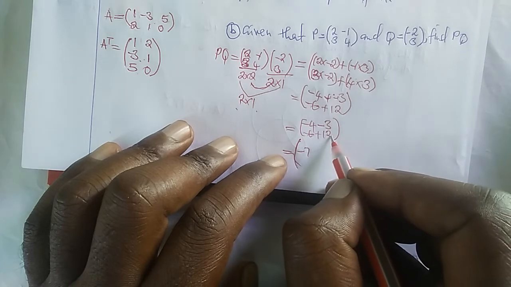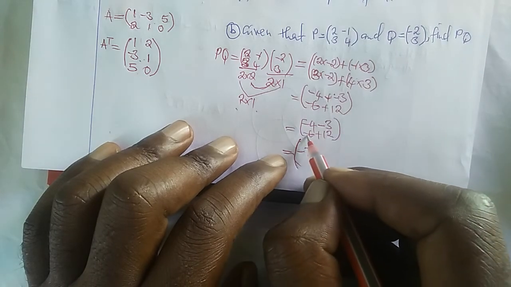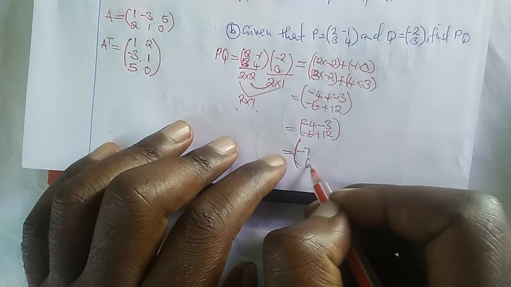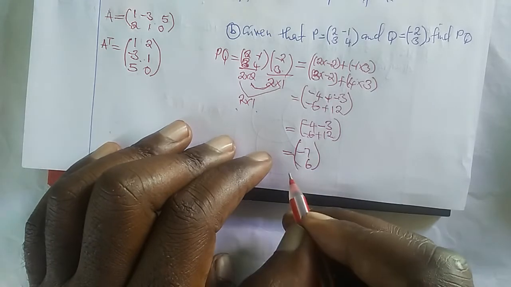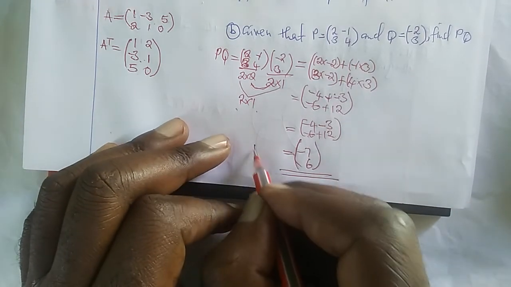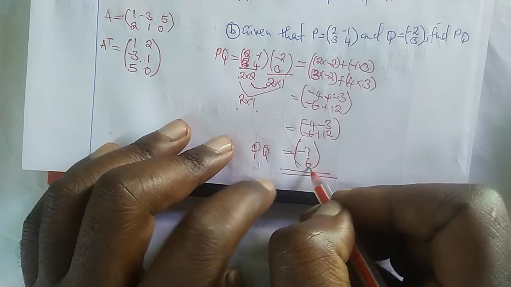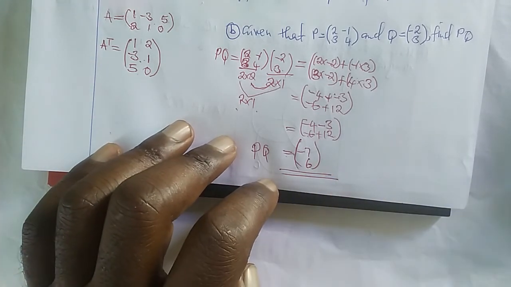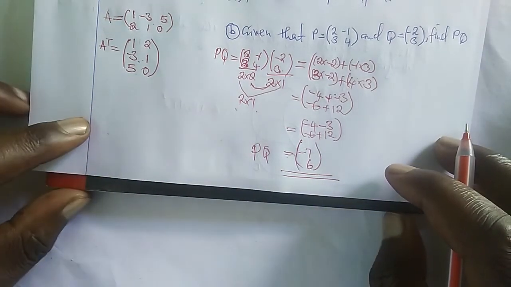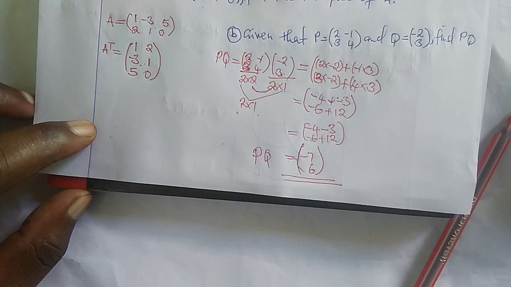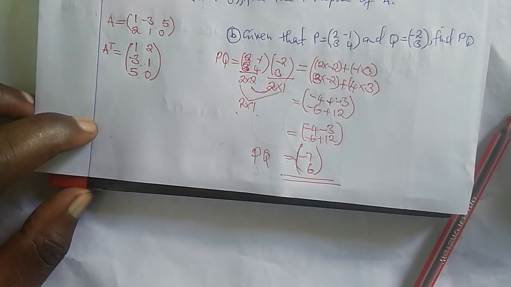Then negative 6 plus 12 will give us 6. So we're going to say PQ is equal to negative 7, 6. Okay, so this was the answer you're supposed to write in the space provided. Okay, we can go to the next question.